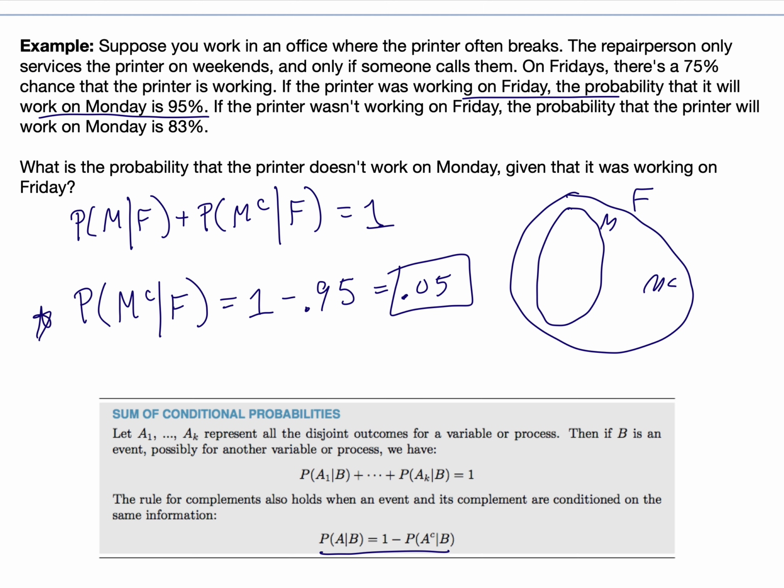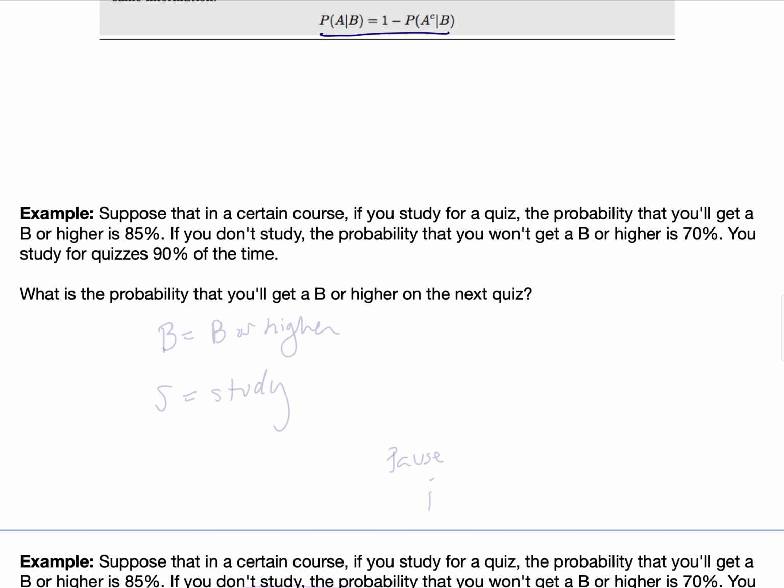All right, let's do one last example. Suppose that in a certain course, if you study for a quiz, the probability that you'll get a B or higher is 85%. If you don't study, the probability that you won't get a B or higher is 70%. You study for quizzes 90% of the time. What is the probability that you get a B or higher on the next quiz? And just so we're all using the same notation, let B be the event that you get a B or higher, and let S be the event that you study. So pause, try that out on some paper, and we'll talk about it in a moment.